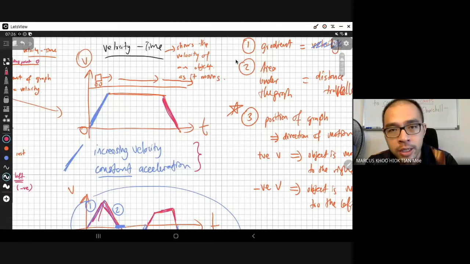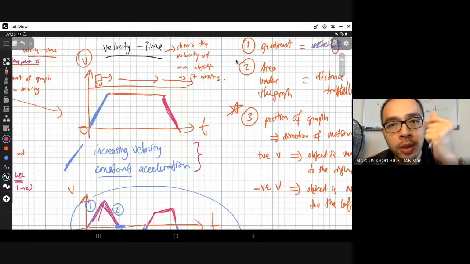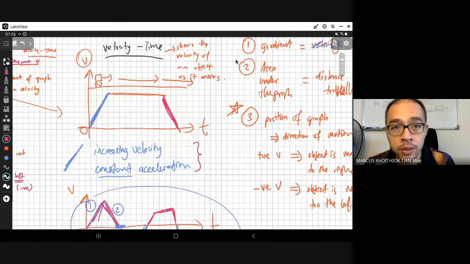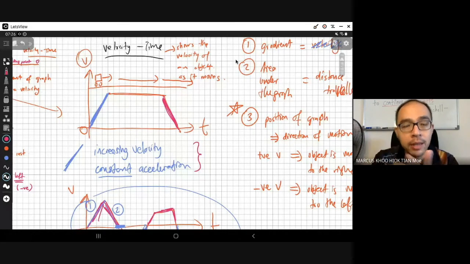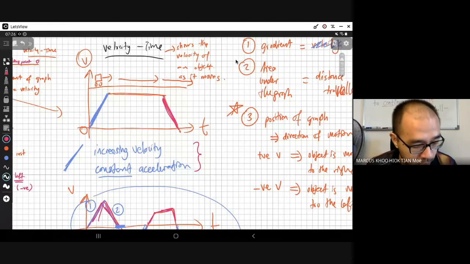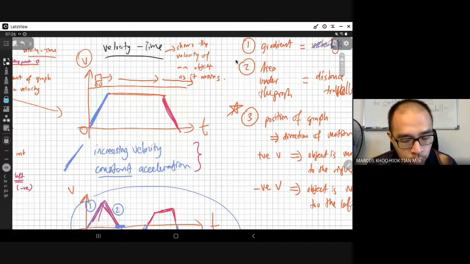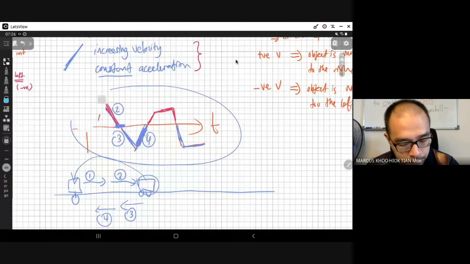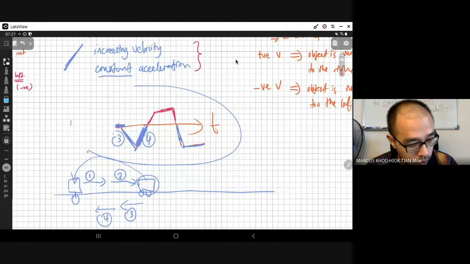When you say increasing velocity, immediately I want you to think of constant acceleration. I will tend to ask this from time to time. You must know that increasing velocity, the partner is constant acceleration. Okay, make it a habit to write these two together.